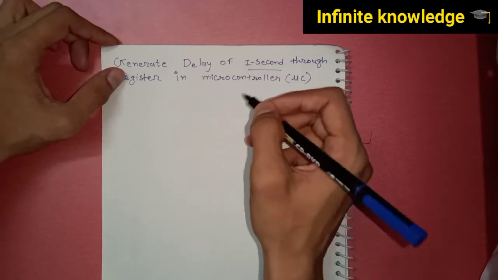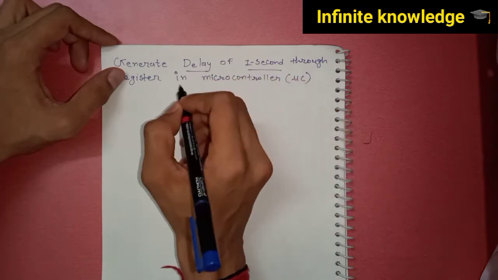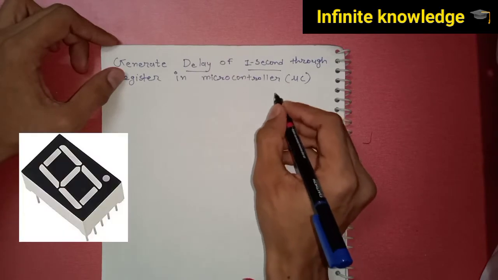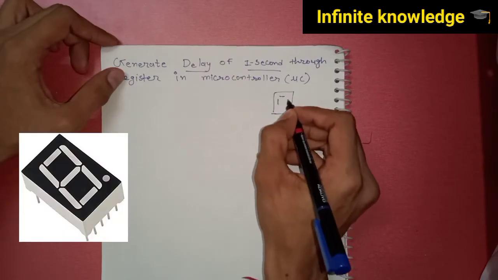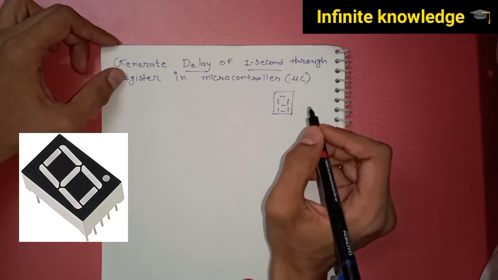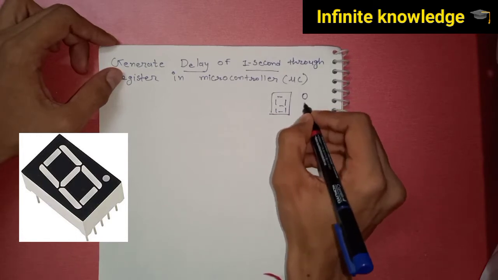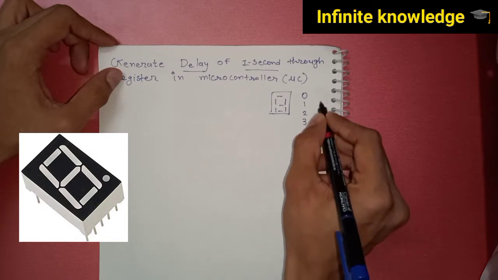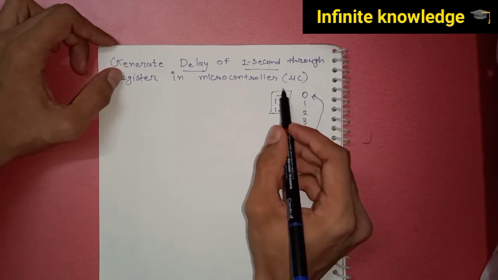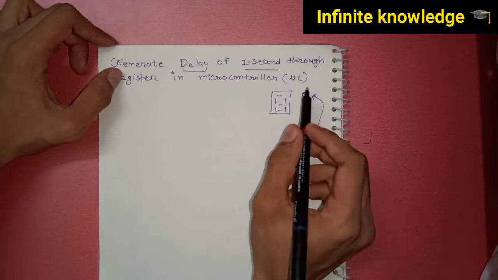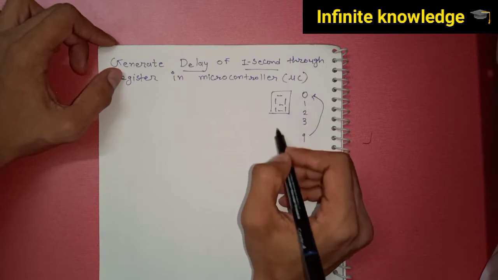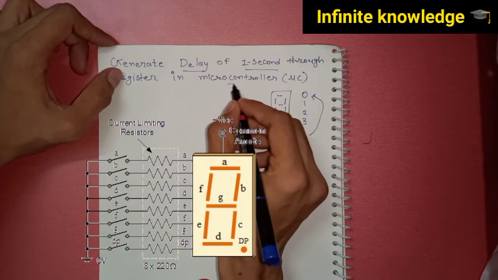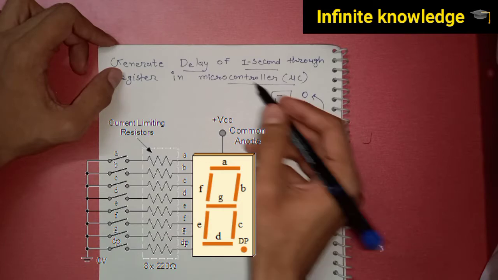Why is the delay required? First, let's see why delay is important. If you have a 7 segment display and you want to display different numbers such as 0, 1, 2, 3, 4, 5 up to 9, and then it goes to 0 again, through a microcontroller, you have to apply a delay.